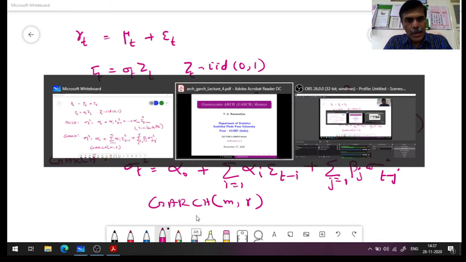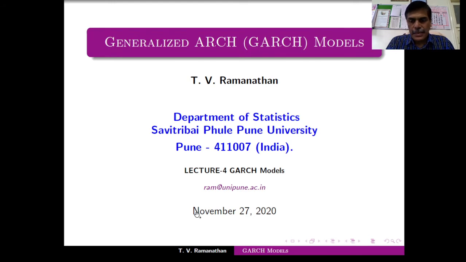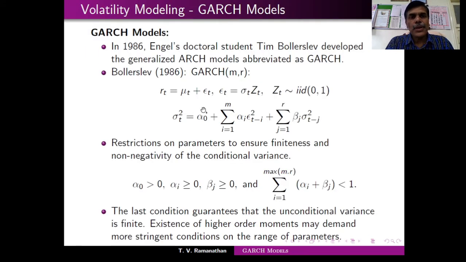The GARCH model was introduced by Robert Engle's student, a doctoral student. The ARCH model was introduced by Rob Engle. I have shown you the photo of these three guys. In fact, Engle and Bollerslev. Bollerslev is a student of Rob Engle. Rob Engle got the Nobel Prize for this ARCH-GARCH invention. Bollerslev developed the generalized ARCH model, abbreviated as GARCH, in 1986.